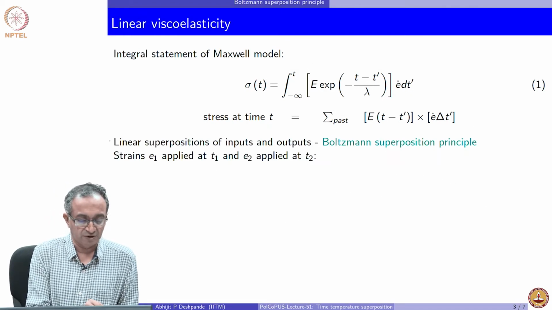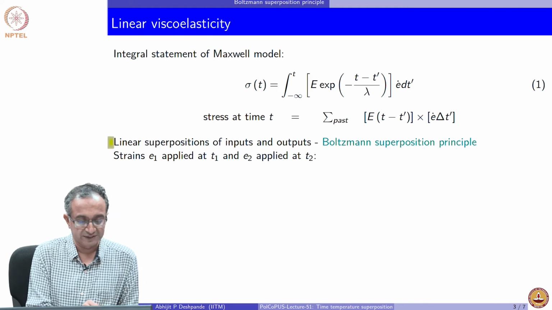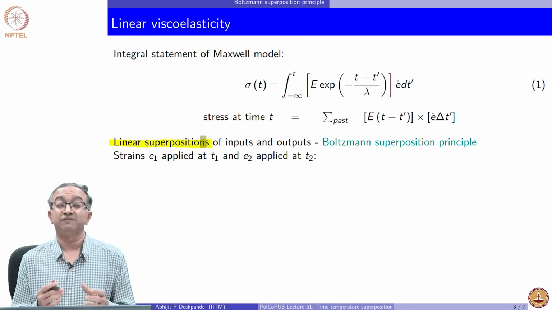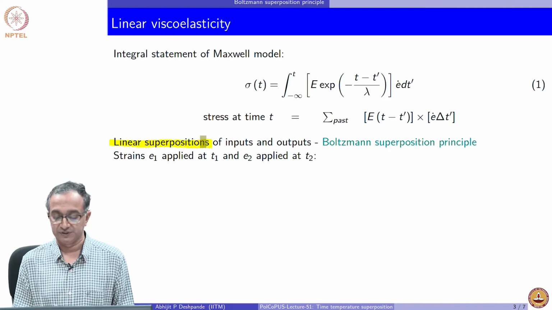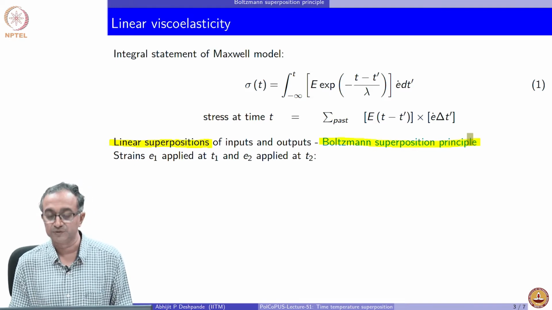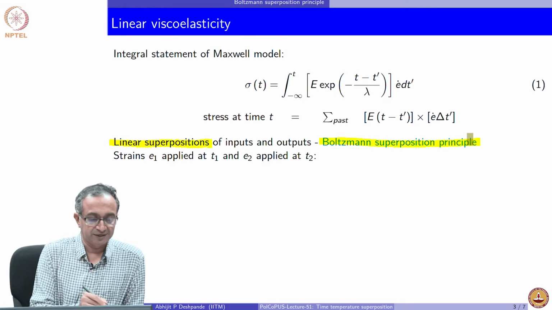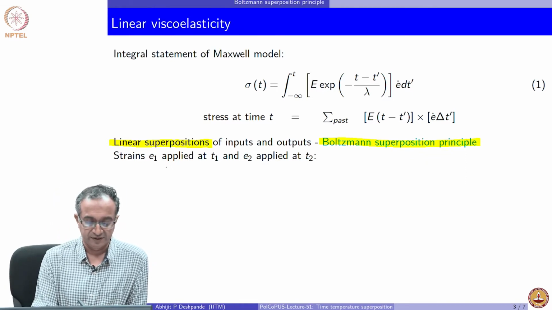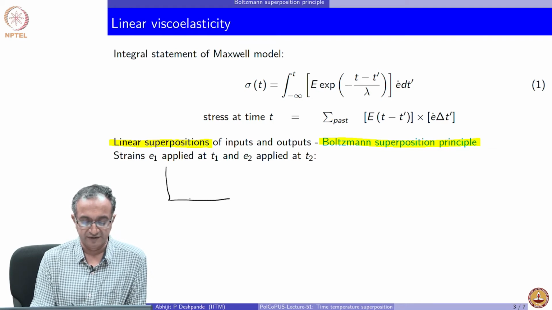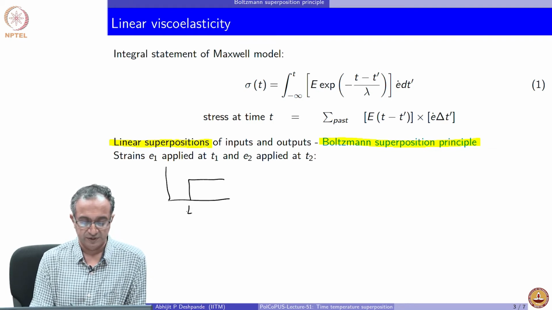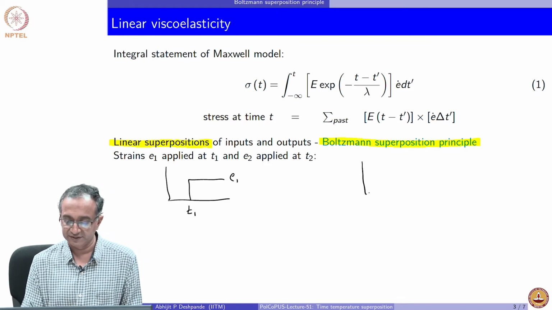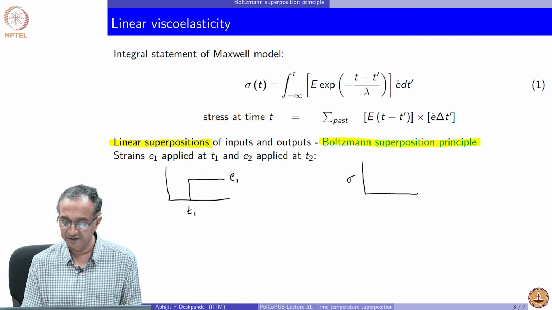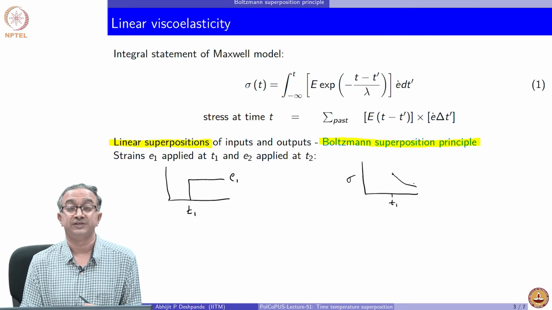And all this is possible because of the linearity of the Maxwell equation, and because of the linearity, we can superimpose inputs and outputs, and this is stated as the Boltzmann superposition principle. So, for example, if I have a material in which I apply, at time T1, a strain E1, I would expect stress to remain 0 till T1, because there is no strain, and then there may be a decay of stress.